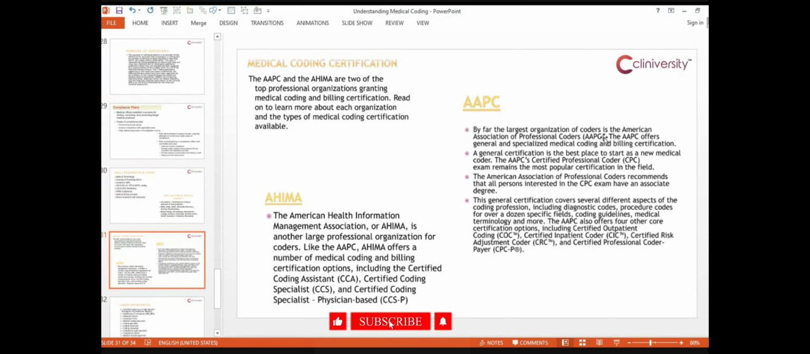The American Health Information Management Association, that is AHIMA, is another large professional organization for coders like the AAPC. AHIMA offers a number of medical coding and billing certification options. What kind of certifications are they offering? They offer Certified Coding Associate, that is CCA, Certified Coding Specialist, CCS, and Certified Coding Specialist Physician-based, CCS-P. Most people attempt the CCS certification through AHIMA. AHIMA is a bit tougher compared to the AAPC competition.